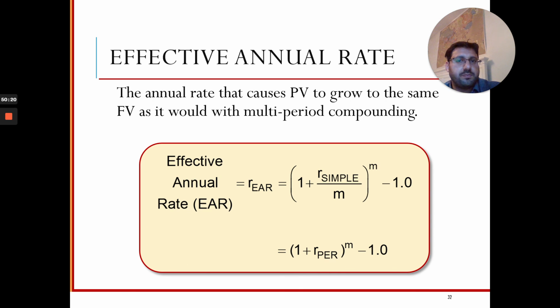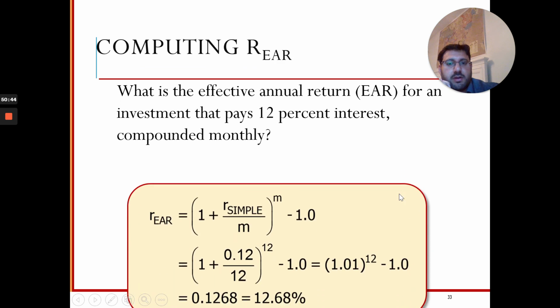So if you want to know what return the car financing company is charging you, say if they are charging 4%, then you simply divide 4% by 12, because you are paying the interest 12 times in a year, and then raise it to the power 12, minus 1. So let's see an example over here.